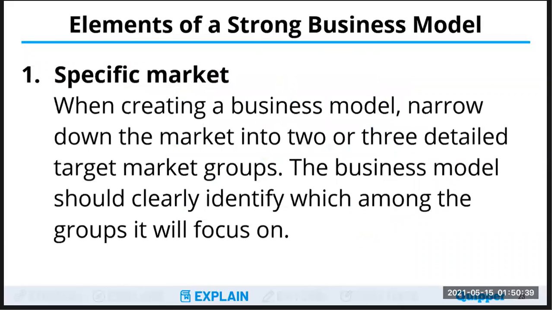Ayan. So elements of a strong business model, specific market. Yan, again, sinasabi ko na dapat meron tayong specific target market para yung ideas natin, yung products natin, or yung feature ng products natin naka-design para dun sa specific group na yon. Kasi pag whole group or marami tayong target market, masyadong general, maaring sabog yung product natin. Kasi hindi natin alam kung paano siya i-design kasi ang daming nating priority.